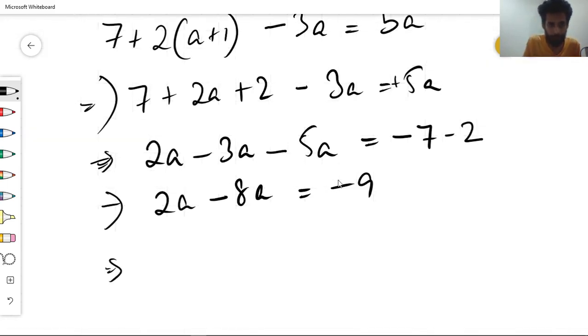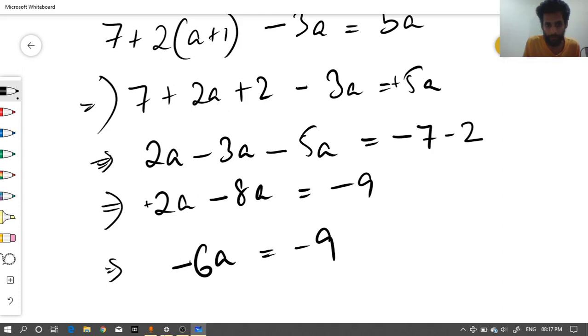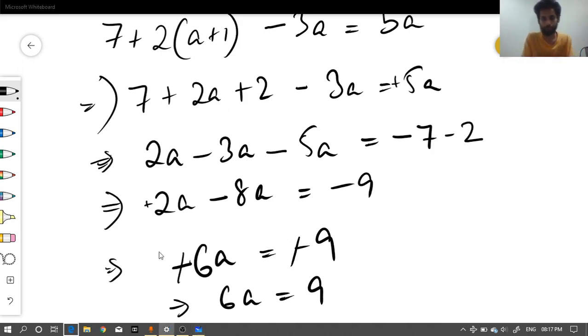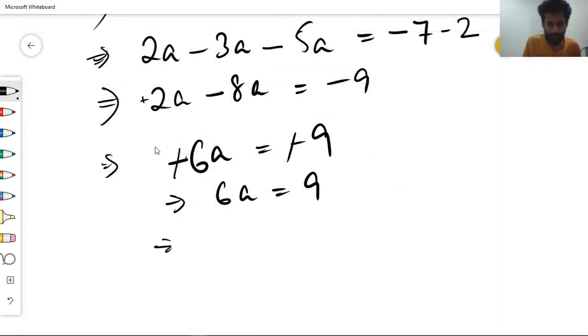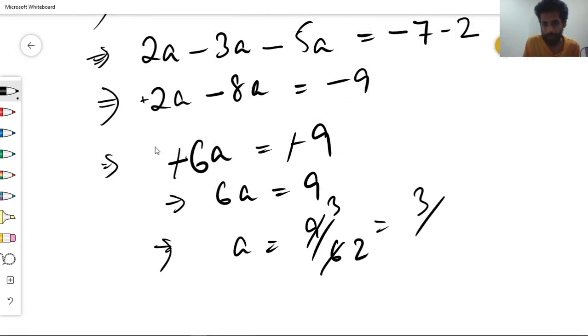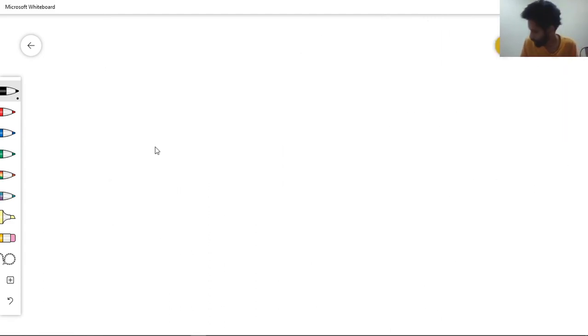So here it is plus 2a minus 8a, so it will be minus 6a, and the result will be minus because the bigger one has the minus sign. Then here it is also a minus sign. So on both sides there is a minus, so we can cancel this minus sign. So it will be 6a equal to 9. Then this implies a is equal to 9 by 6. So here we can do some calculations. 3 3s are 9, 3 2s are 6, so it will be 3 by 2. The answer is 3 by 2.